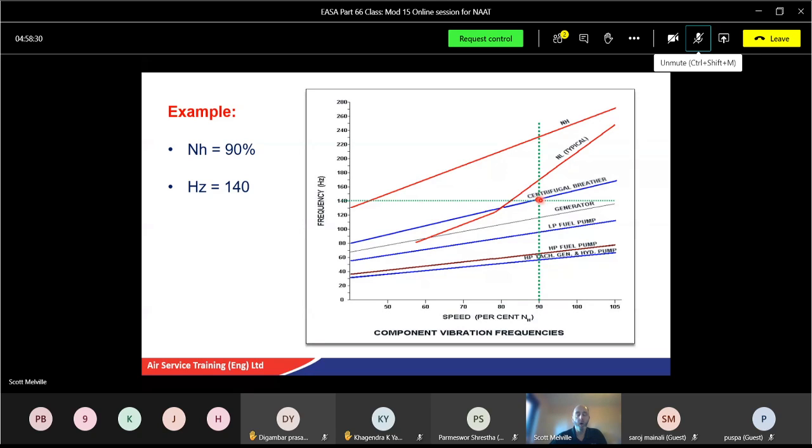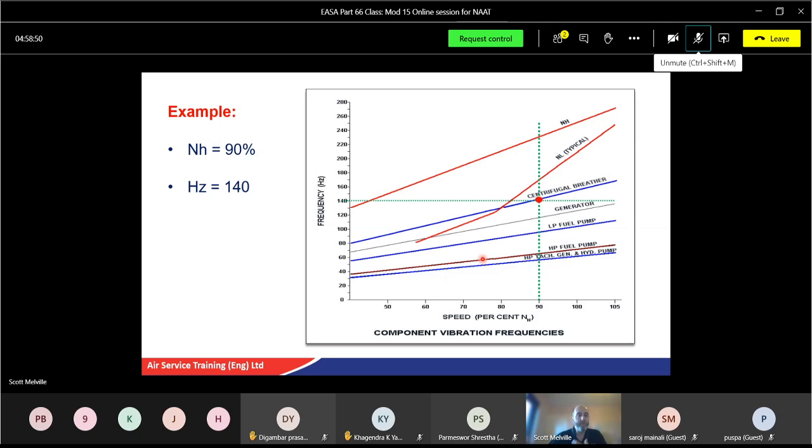It happens to be the centrifugal breather. So the good chance is the bearing within the centrifugal breather is on its way out. Okay, so we would go and change the centrifugal breather. Sometimes we do find random ones over here, or down here, or in between the lines, or not quite on the line. Again, it comes down to experience.